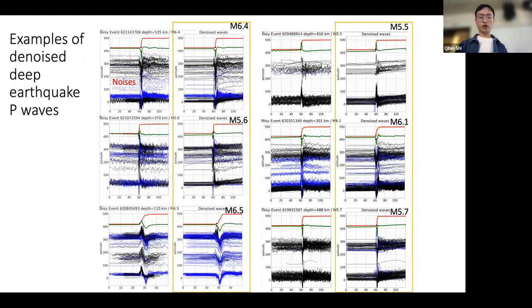And here I'm showing you more examples of denoising the time series. Of course, the spectrum is similar. The left is a noisy waveform and the right is denoised. The performance is pretty good for both magnitude 5 and magnitude 6. And even for this large event, magnitude 6.5, before denoising the duration can't be well measured. But after denoising, the measurement of the duration is more reasonable.